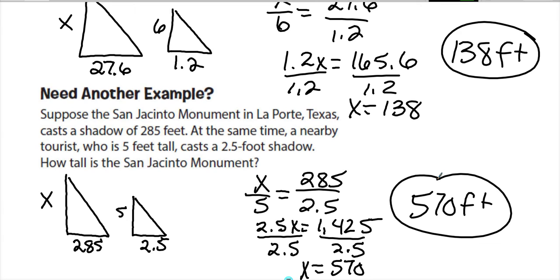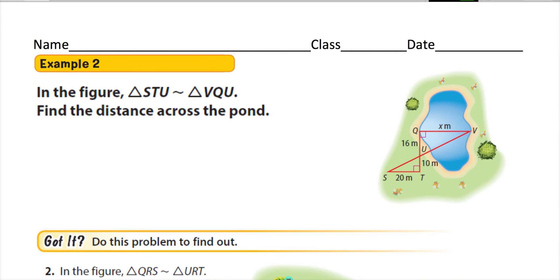All right, let's continue on. All right, number 2 says, in the figure, triangle STU is similar to triangle VQU. Find the distance across the pond. All right, so we have the bottom here, which is QU, which matches up with TU. So that would be 16 with 10. All right, and then we did the top one first, so that would be x with 20.